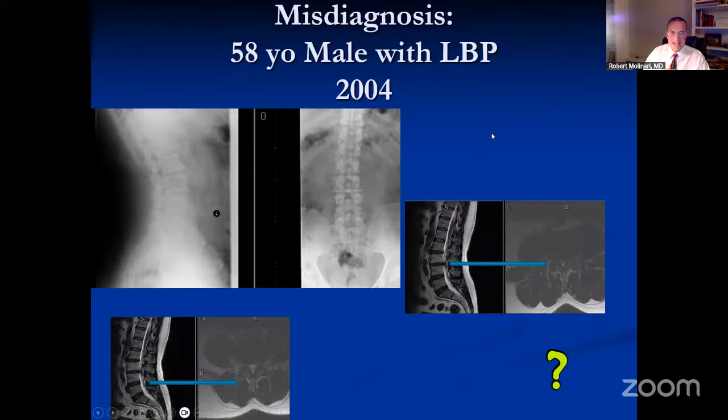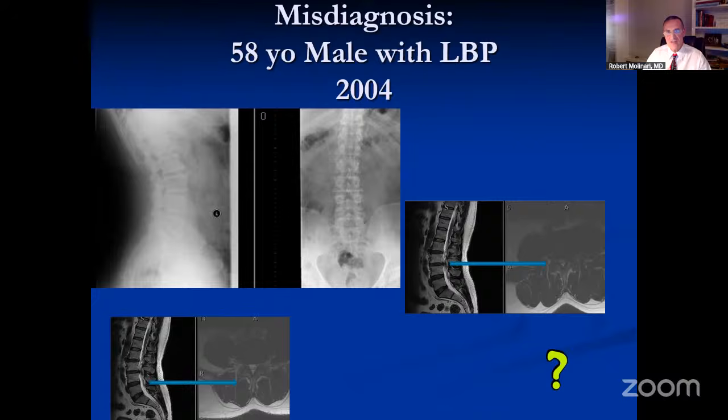Okay, the last category, and I'm going to finish up with this case, is misdiagnosis. Nobody wants to admit that they missed the diagnosis. Nobody does. All of us have an ego, and none of us wants to say that we made a mistake. But really, it's important to be introspective when you have your complications and to analyze why surgeries fail.